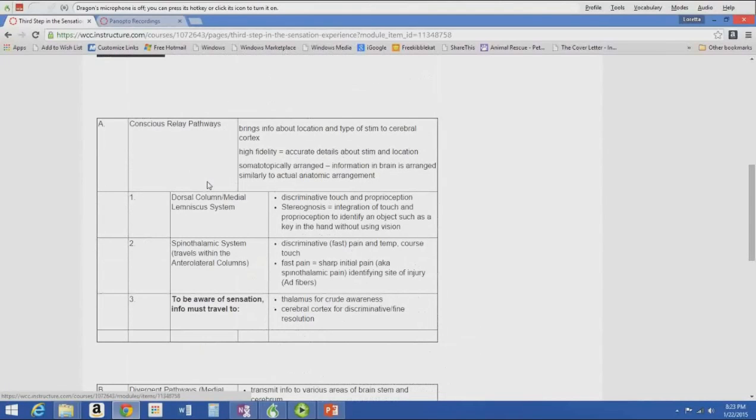Okay, so we're going to talk about the individual pathways and the different tracts that run in those pathways. The conscious relay pathway brings information about the location and the type of stimulus to the cerebral cortex. It's high fidelity information, meaning it transmits accurate details about the stimulus and location. And it's somatotopically arranged, meaning the information in the brain is arranged similarly to the actual anatomic arrangement.